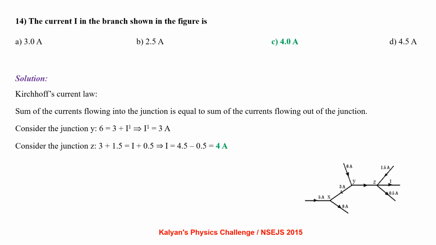The current I in the branch as shown in figure is. See the diagram carefully. Applying Kirchhoff's current law, sum of the currents flowing into the junction equal to sum of the currents flowing out of the junction. Consider the junction Y. It is 6 equal to 3 plus I dash, from where we get I dash equal to 3 ampere. Consider junction Z. 3 plus 1.5 equal to I plus 0.5, from where we get I equal to 4 ampere.